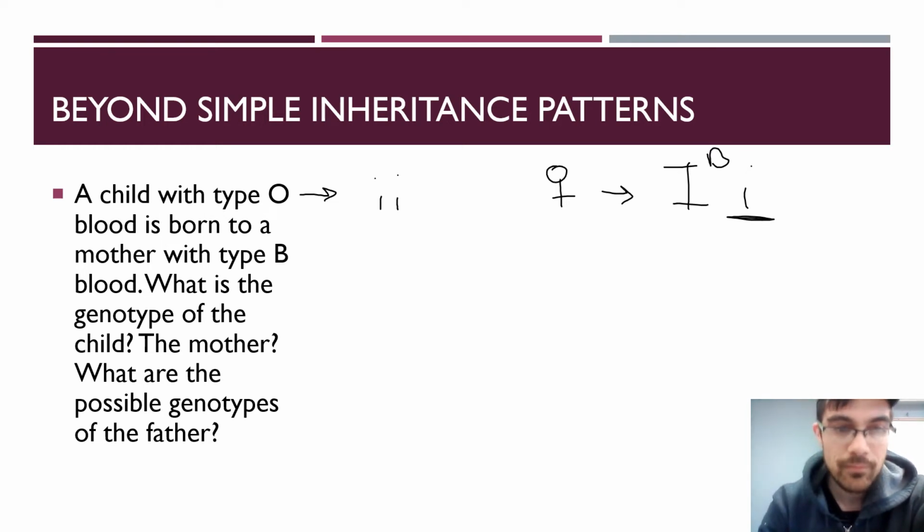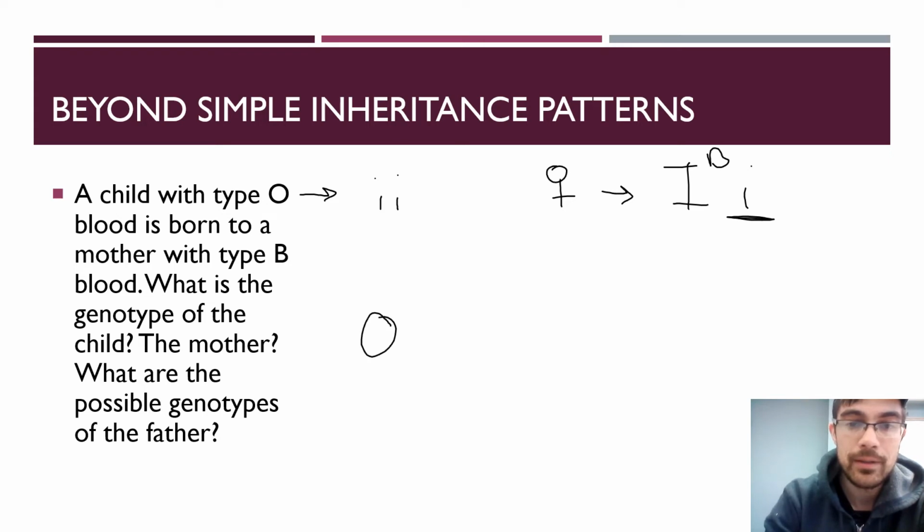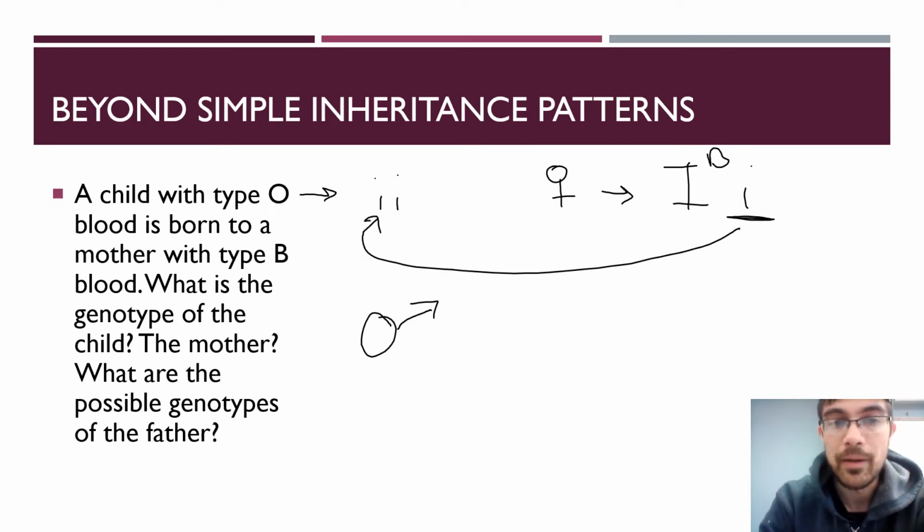Okay? The father, on the other hand, there's a bit more possibility there. Okay? We don't really have that information, but by process of elimination, we know that, let's say this one was from the mom. That means this second one here must have come from the father. Okay?